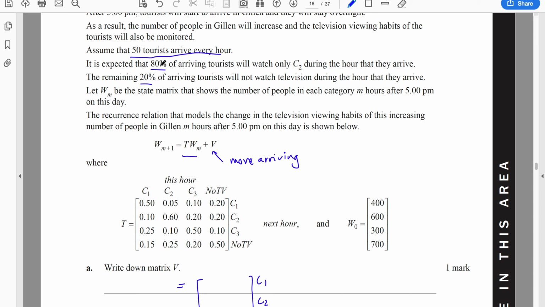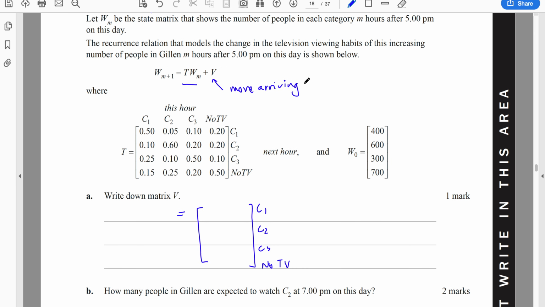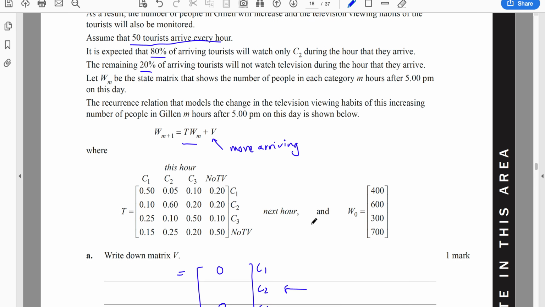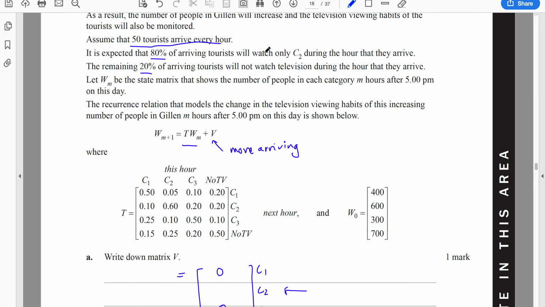these people who are arriving, 80% of them are going to either C2 or to no TV, which means that none of them are going to C1. So nothing will be added on to that, and nothing will be added on to C3 either. So we'll put zeros there. What we want to know is how many of these 50, remember 50 were arriving, how many of the 50 are going to C2 and how many of the 50 are going to no TV?